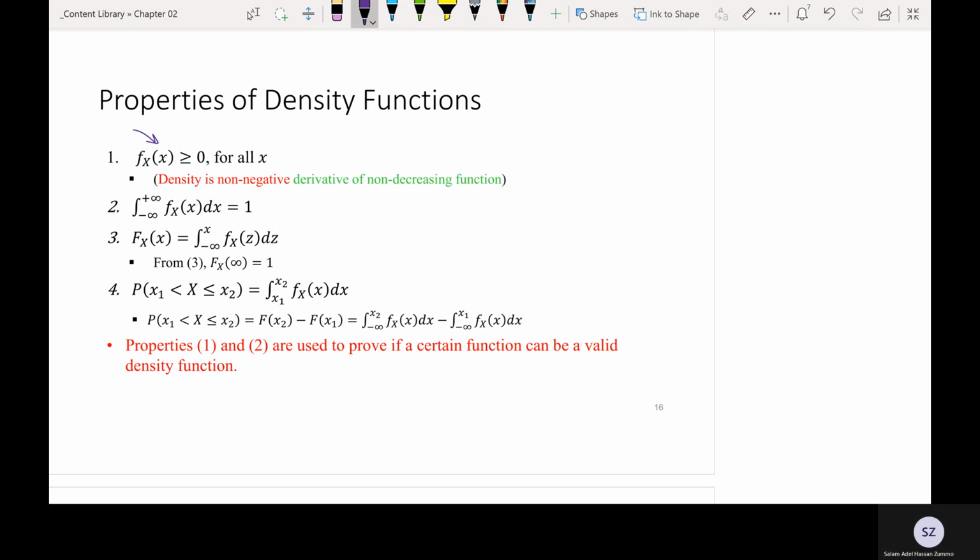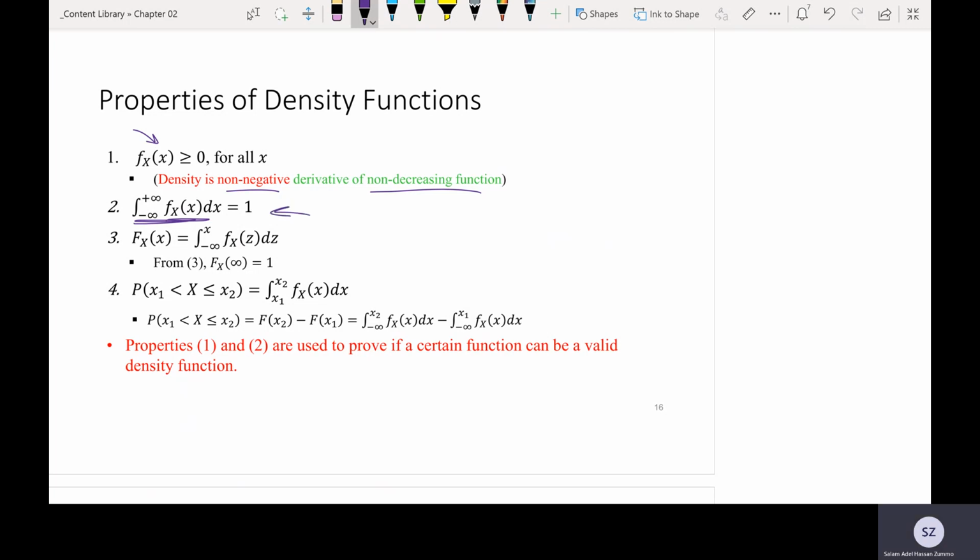Why is it non-negative? CDF is non-decreasing, right? A CDF that is non-decreasing, if I differentiate a non-decreasing function, what do I get? The slope is always either zero or positive. Differentiating a non-decreasing function gives me always a non-negative function. That's the first thing. The second thing, because it's a density function, if I integrate it from minus infinity to infinity, what do I get? The total probability is equal to 1.